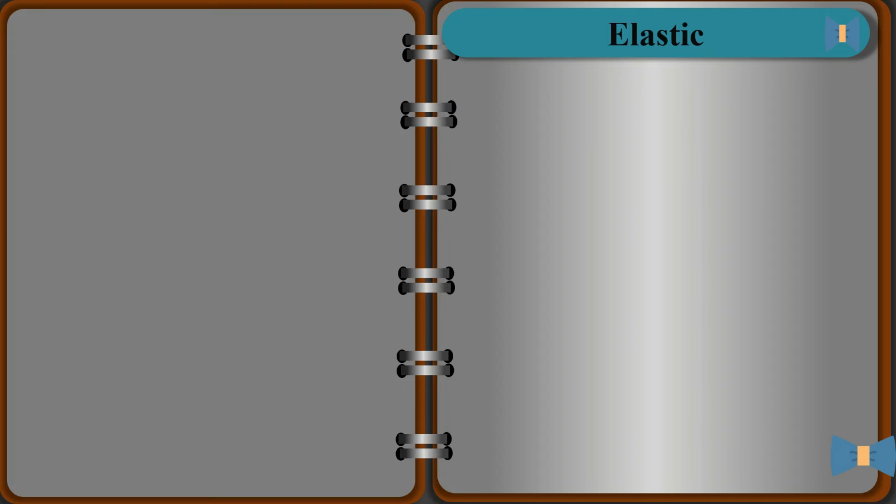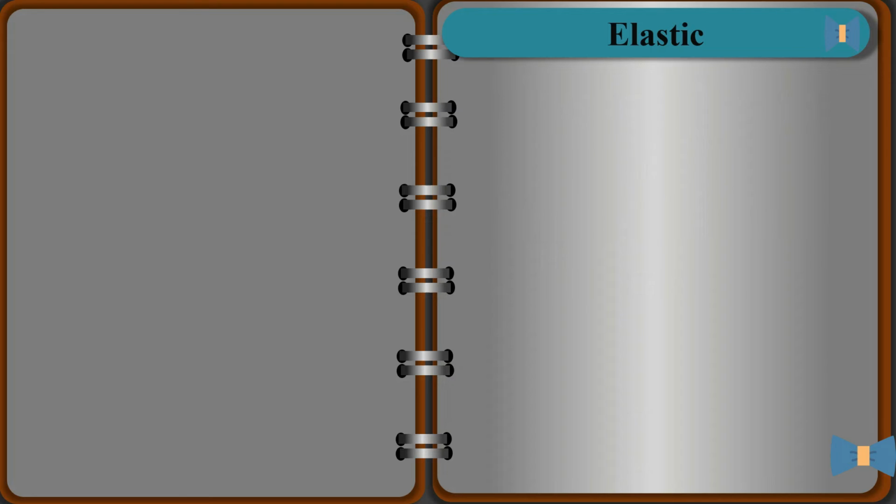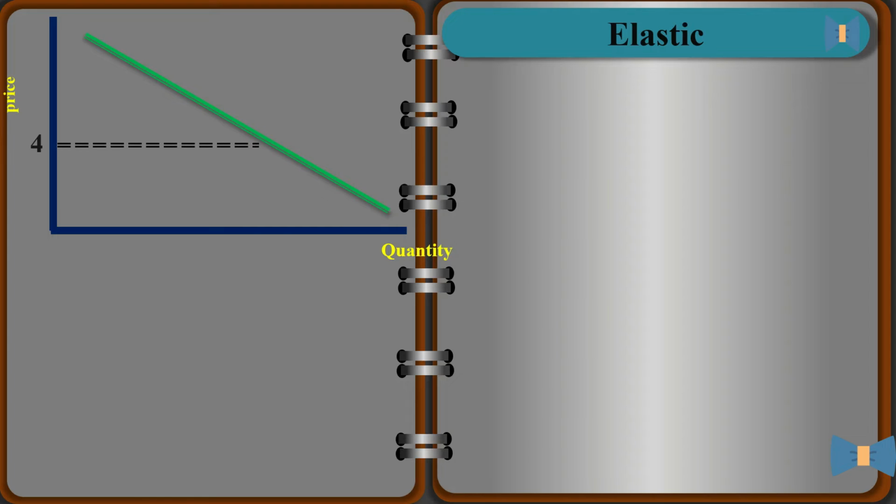The other is the elastic demand curve. When the price elasticity of demand is greater than 1, the demand is relatively elastic. If the percentage change in demand is greater than the percentage change in price, that means it is an elastic demand curve. The initial quantity is 100. The price is increased from 4 to 5 and the quantity decreases from 100 to 50.